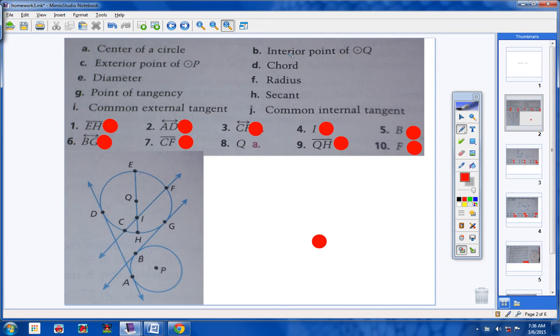So, the only point I see is point Q. So, point Q would be letter A, center of a circle. Okay, letter B, interior point of circle Q. Now, here's circle Q. Interior point means that it has to be a point inside the circle, not on the circle, not outside the circle, in the circle.